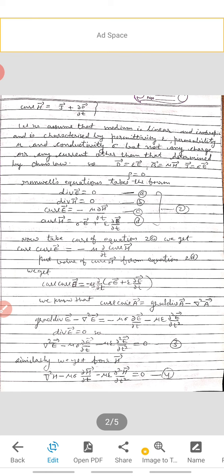equation 2a, divergence E is equal to 0, so we get del squared E minus mu sigma del E by del t minus mu epsilon del squared E by del t squared is equal to 0. This is the third equation. Similarly, we can find such type of equation for H: del squared H minus mu sigma del H by del t minus mu epsilon del squared H by del t squared is equal to 0. Both the equations are similar.